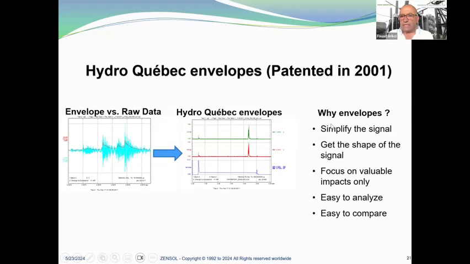And so why envelopes? It's in fact to simplify the signal, to get the shape of the signal, and to focus on valuable impacts only, easy to analyze and easy to compare. For example, if you compare this envelope to what your eye sees naturally, it's exactly the same. So the envelope helps the analysis of the signal, because the vibroacoustic signal, as you can see, is really a lot of spikes, a lot of information, so the analysis is not easy.